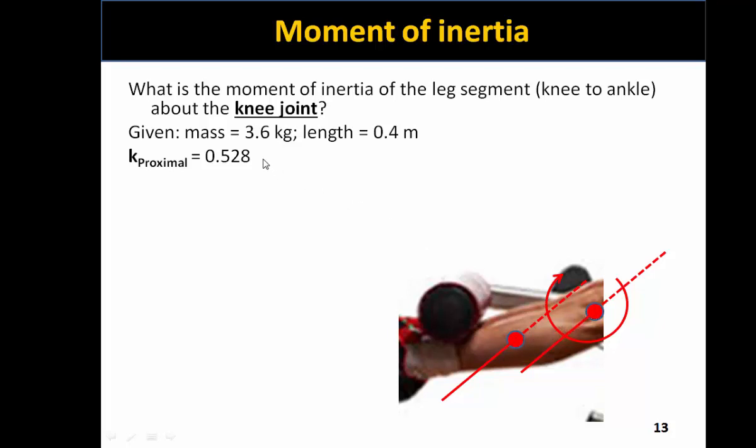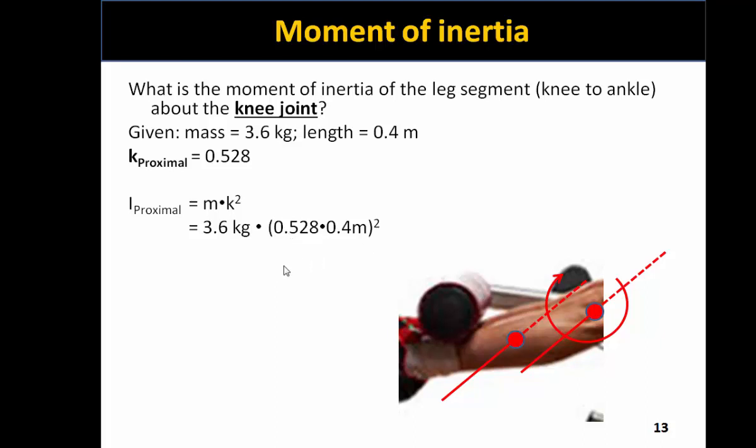Now we have to select a different radius of gyration. Based on Dempster's table, we have K proximal, since that's the proximal joint, of 0.528. And the formula hasn't changed. We use the exact same formula, and we have the same mass, 3.6 kilograms. We have the same length, 0.4 meters, but now we have a new ratio, 52.8%, or 0.528. So we substitute that value for the radius of gyration.